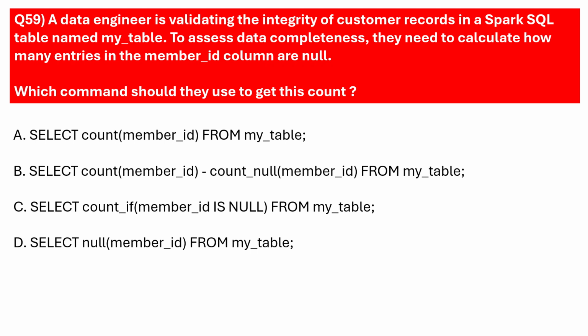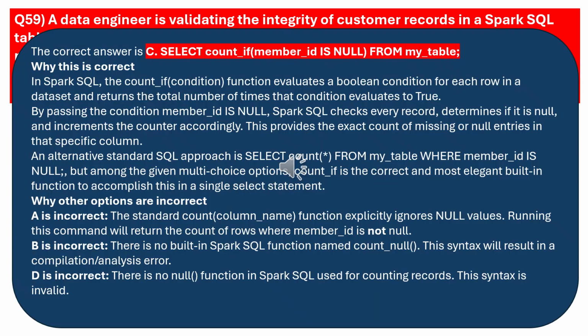A. Select count(member_ID) from my_table. B. Select count(member_ID), count_null(member_ID) from my_table. C. Select count_if(member_ID is null) from my_table. D. Select null(member_ID) from my_table. The correct answer is C. Select count_if(member_ID is null) from my_table.